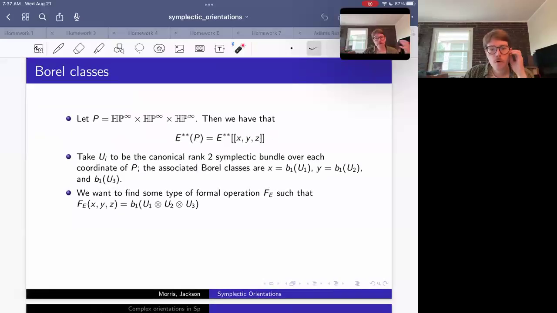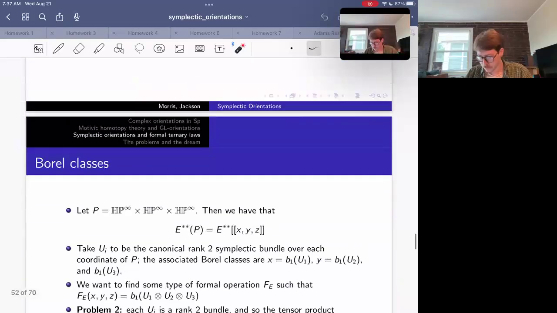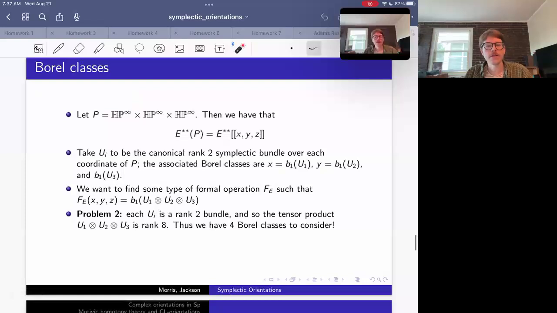And we want to find some formal operation that when I spit in these Borel classes, I should get out the Borel class of the tensor product of the bundles. This was the thing that motivated what we had done before. But now we hit problem 2. These are rank 2 bundles. If I tensor 3 of them together, it's a rank 8 bundle. I was nicely using the fact that if I have line bundles and I tensor them together, I get another line bundle. I don't get a line bundle here anymore. I get something bigger. I have 4 Borel classes for this triple product that I need to consider now.